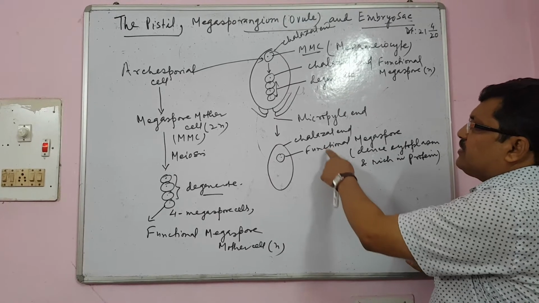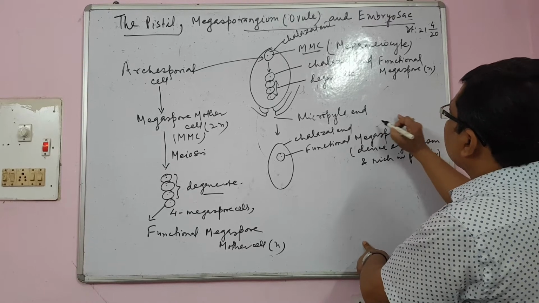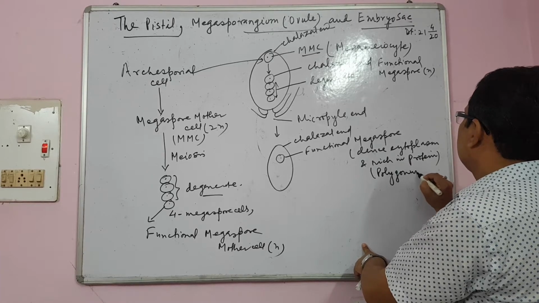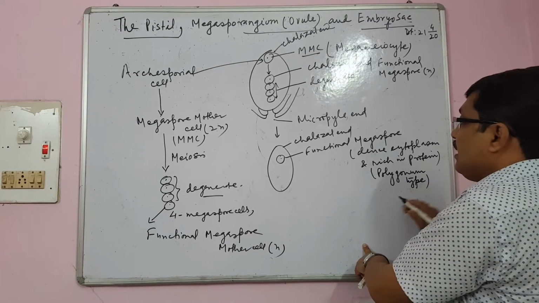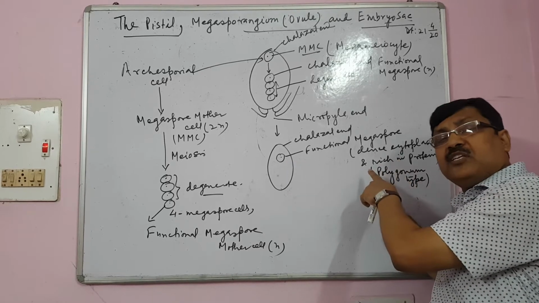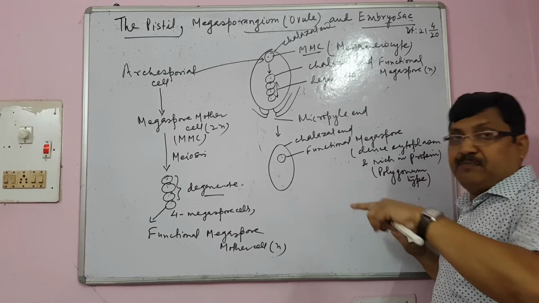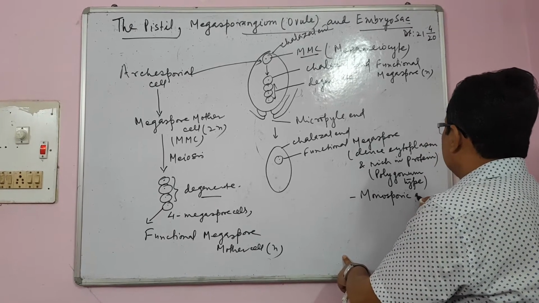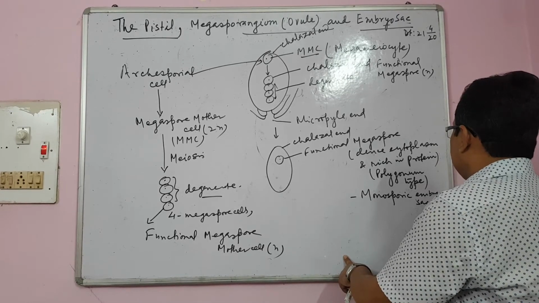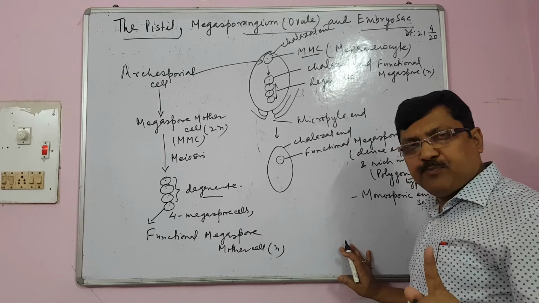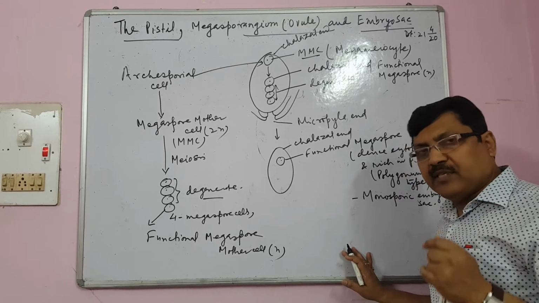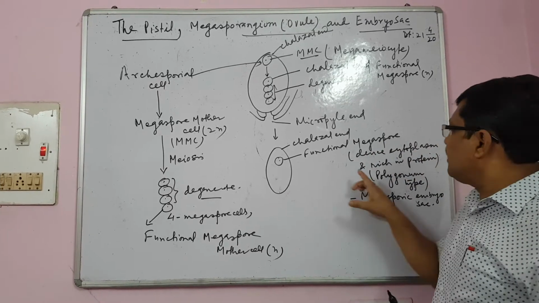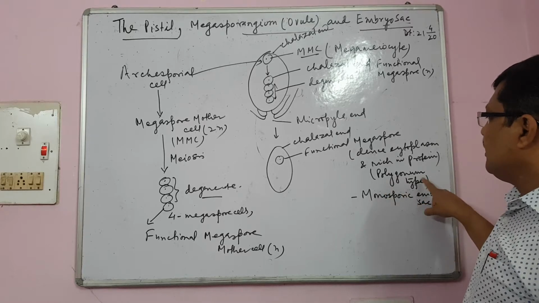So this is the chalazal end. This one is the polygonum type of development, and only one functional megaspore is developing. So it is the monosporic embryo sac. Monosporic, bisporic and tetrasporic are the three different ways of development of embryo sac. The most common is the monosporic, which is also called polygonum type.